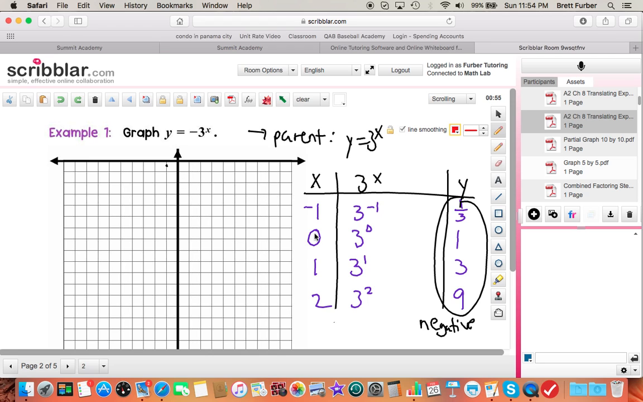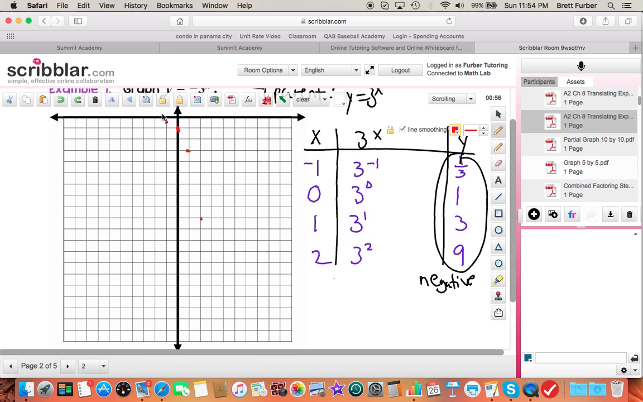All right, so 0, 1 would be up here. So we're going to change it to 0, negative 1 right there. And then 1, 3 would be somewhere up here. It's going to change to 1, negative 3. And then 2, 9 obviously would be somewhere way up here. 2, negative 9 is going to drop below. So 1, 2, 3, 4, 5, 6, 7, 8, negative 9. And then you can go ahead and sketch in the graph there.